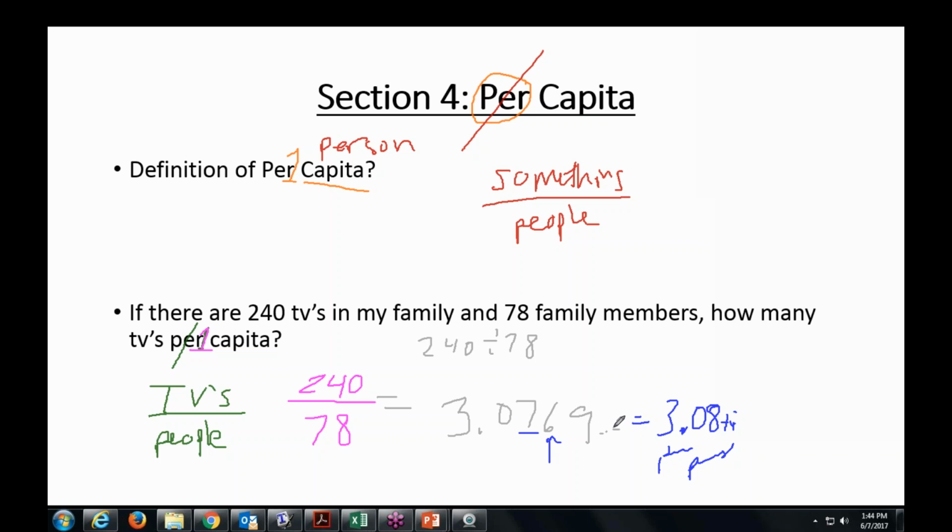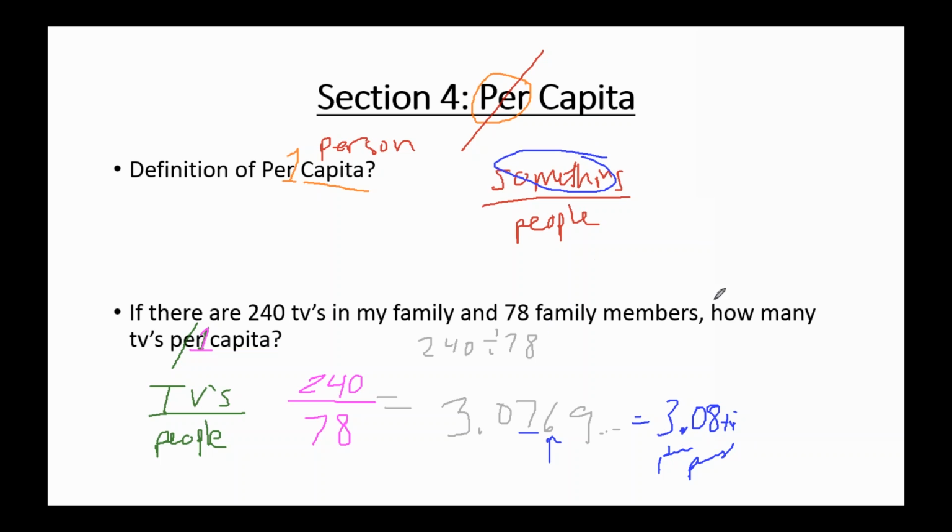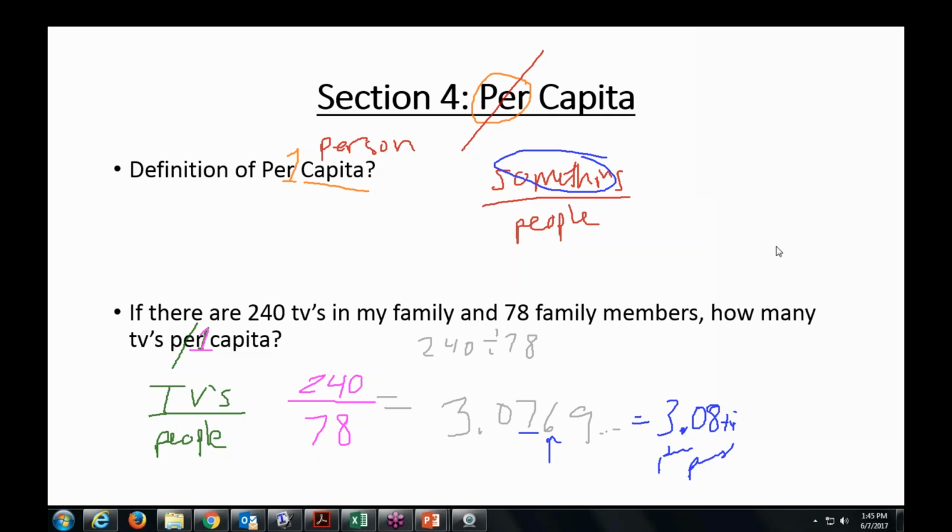But then you're going to want to make sure you understand what does that mean, right? There's TVs per person. So every person in my family has roughly 3 TVs. That's actually probably pretty accurate. All right, so that's per capita. It doesn't matter what you're talking about, but the stuff goes on top and the people go on the bottom. All right? Any other questions about per capita? Gone once, gone twice.